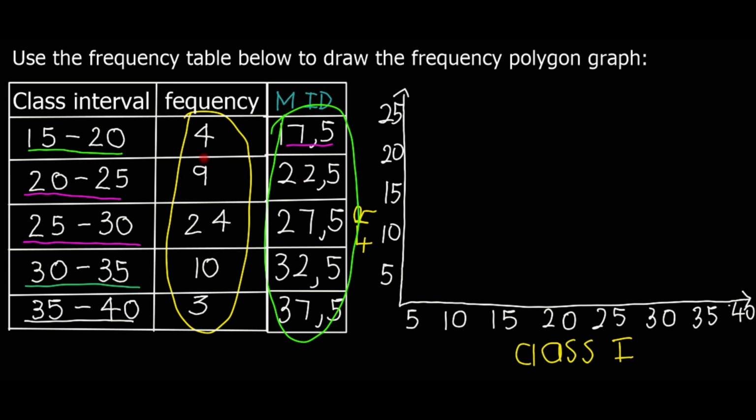We have 17.5 and then it has 4. So 17.5 is somewhere here, because this one is 15. So 17.5 is somewhere here, and then 4 must be below 5, so 4 will be somewhere here. And then 22.5 with a 9. So 22.5 is somewhere here, and then with a 9, you are below 10. And then 27.5 and 24. This is 25. 27.5 is somewhere there, and then 24 you are below 25.